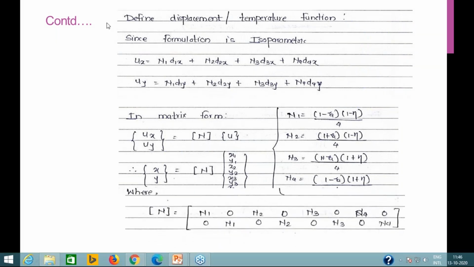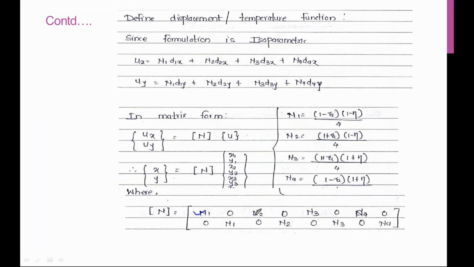Next, what is the shape function matrix? The shape function matrix is equal to n1 0, n2 0, n3 0, n4 0. Why? Because for the x, just it is n1, n2, n3, n4, and for the y the value remains 0. Okay, same for the y row, the x value remains 0 and the y values are n1, n2, n3 and n4.